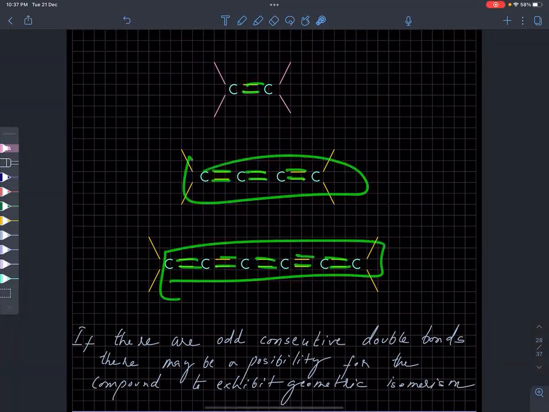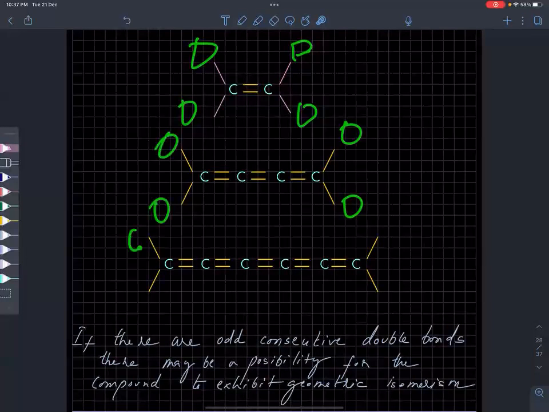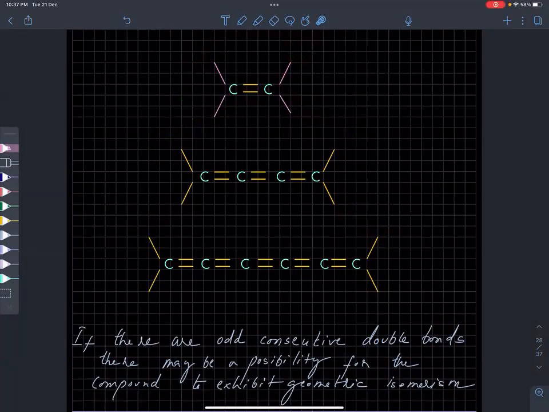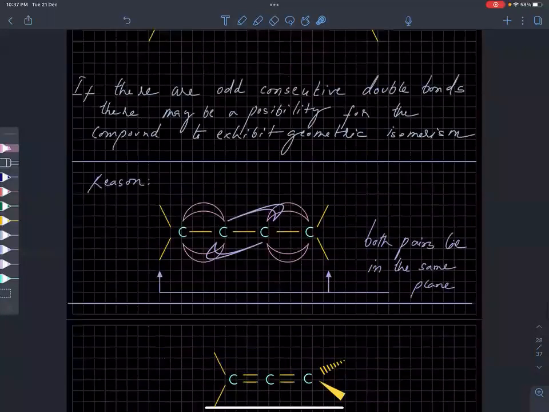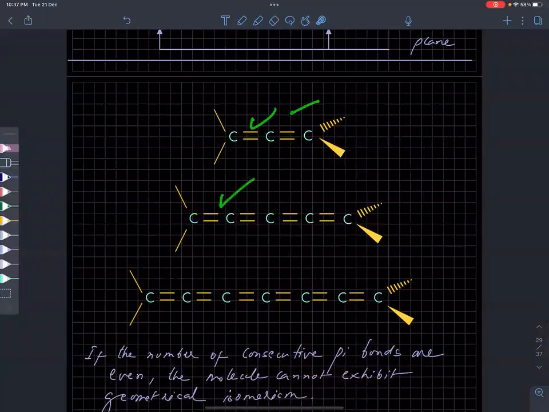Now, whenever you have one double bond, or three double bonds, or five double bonds, an odd number of consecutive bonds, they may show geometric isomerism. When will they show? When obviously two different groups are attached here, and two different groups are attached here. Clear? Whenever you have an even number of double bonds, two, four, six, this will not show geometrical isomerism.